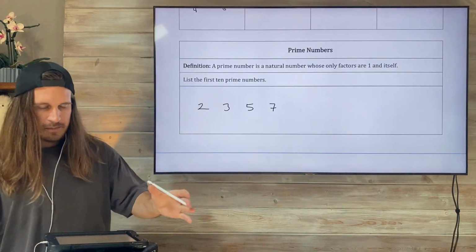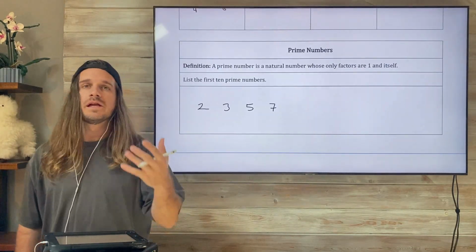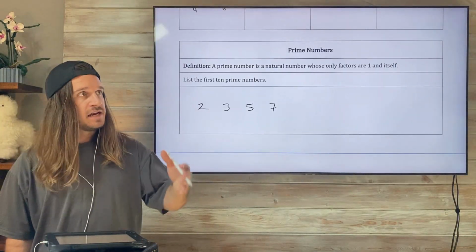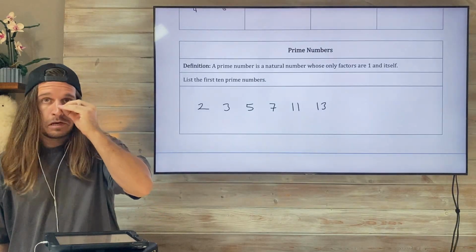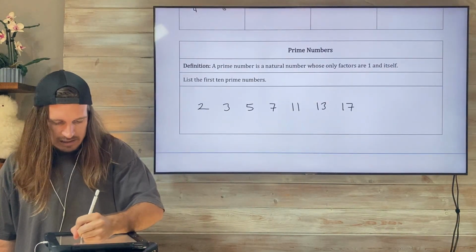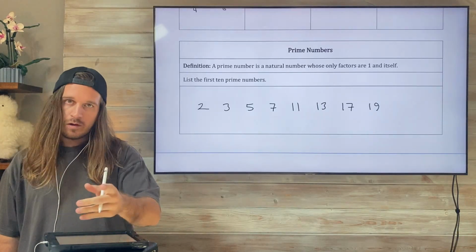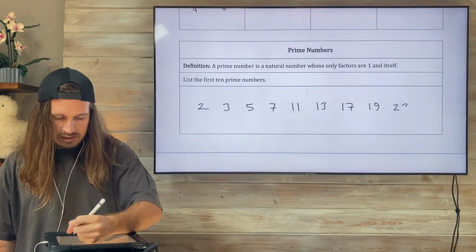So we can skip 8, we don't need to check it because 8 is divisible by 2. How about 9? Well, 9 is divisible by 3. 10 is even. 11. 13. How about 15? No, 15 is divisible by 5. 17. How about 19? Yep, 19. 21. 21 is divisible by 3. How about 23? 23 is prime.